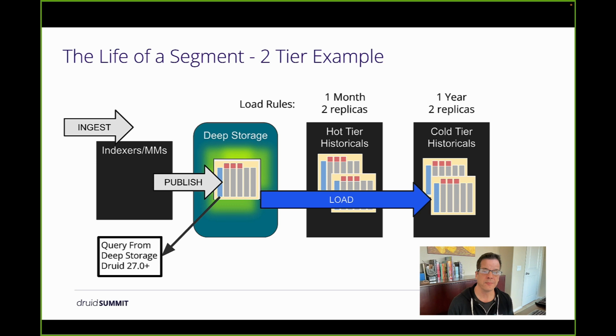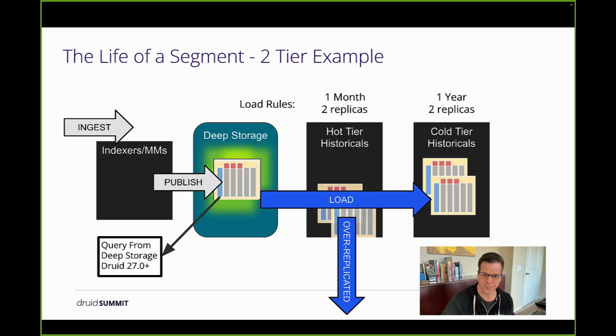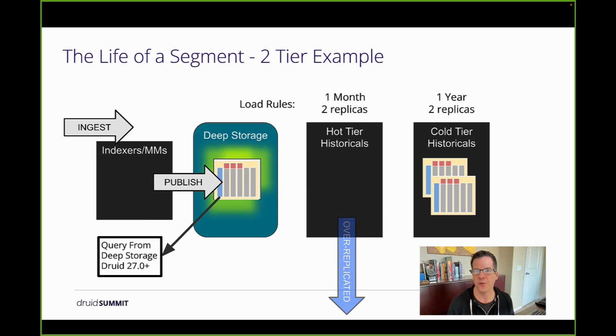So now the coordinator is going to ask the cold tier to load at least 1 copy of the segment first, and then start offloading segments from the hot tier as it detects them as over-replicated. It does this 1 at a time, so it'll be 1 in the cold tier, and then remove 1 from the hot tier, add another 1 to the cold tier, and then remove another 1 from the hot tier, so you don't have over-replication. After this, queries for this segment are running in the cold tier or through a query from deep storage that also sees this segment.